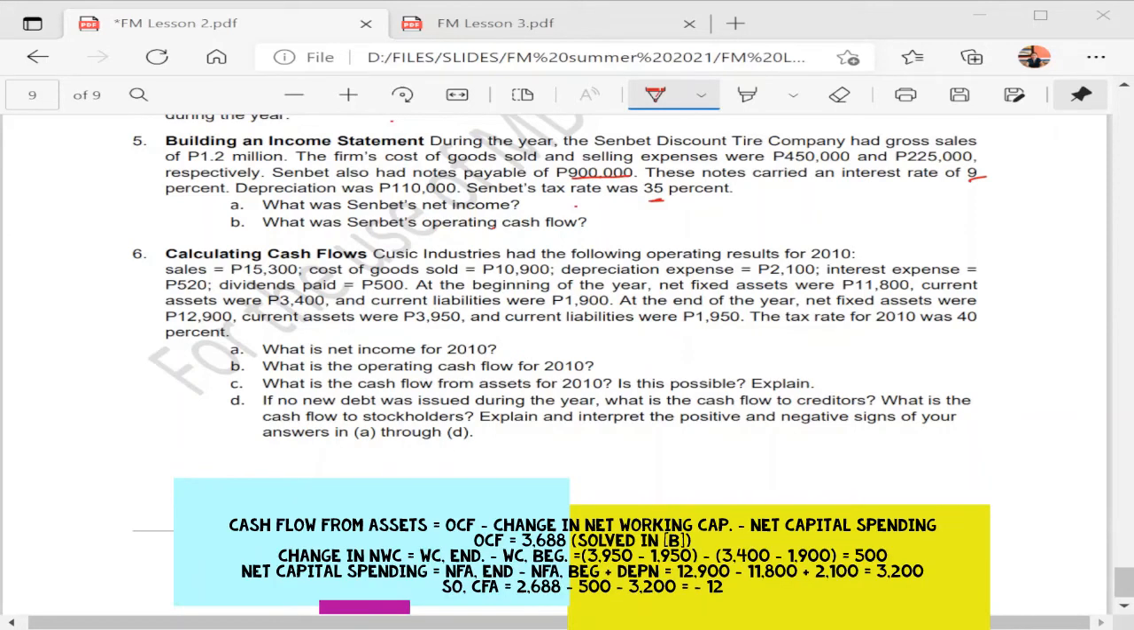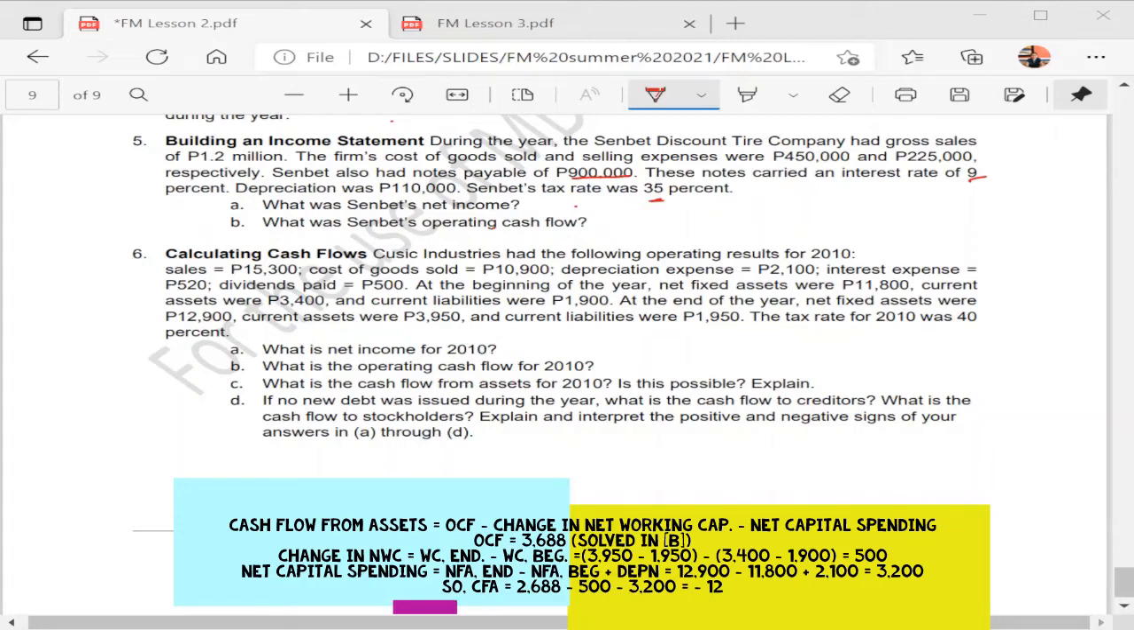Okay, so the OCF is 3,688, and deduct your change in net working capital. How much is the change in net working capital? So we need to get the beginning and the ending balance of current assets, and the same with your liabilities. Okay? So how much is the change in the net working capital?